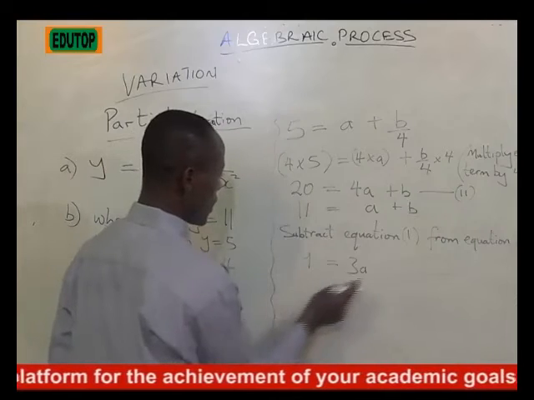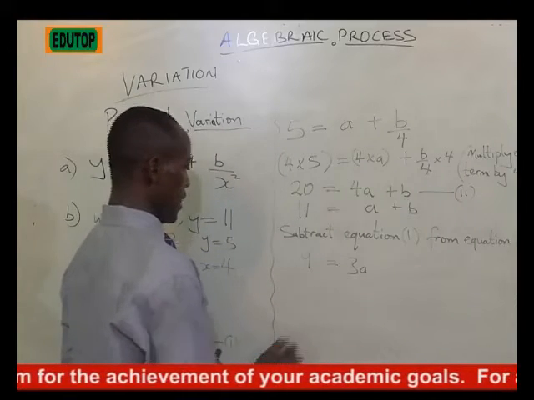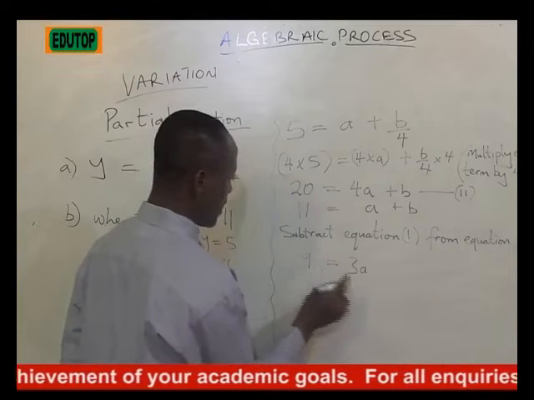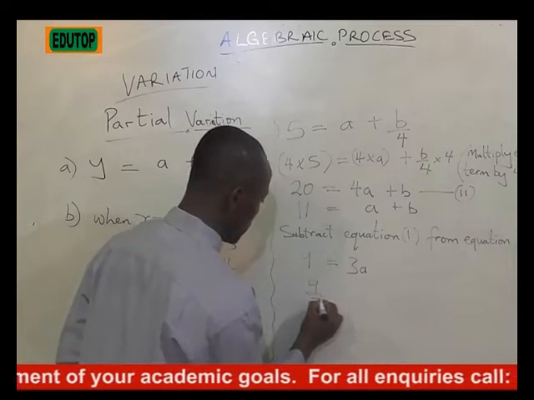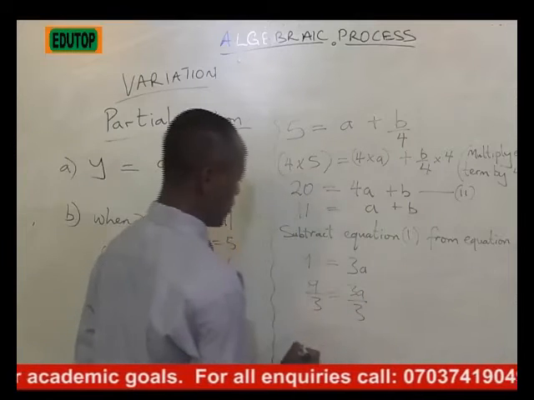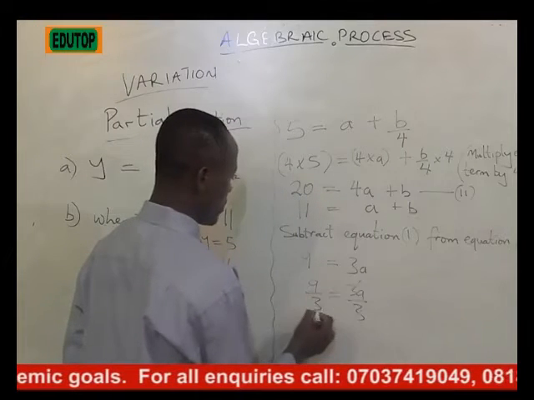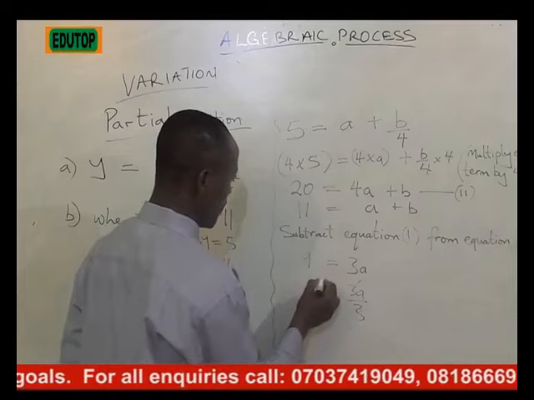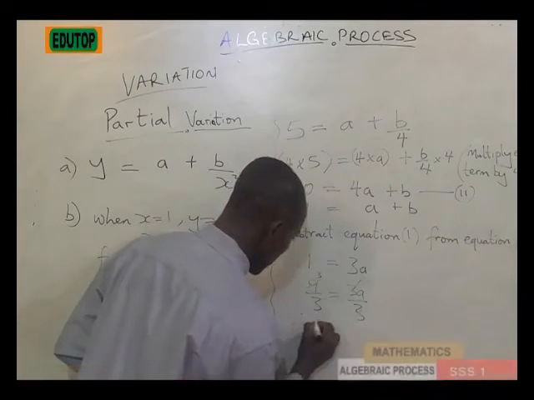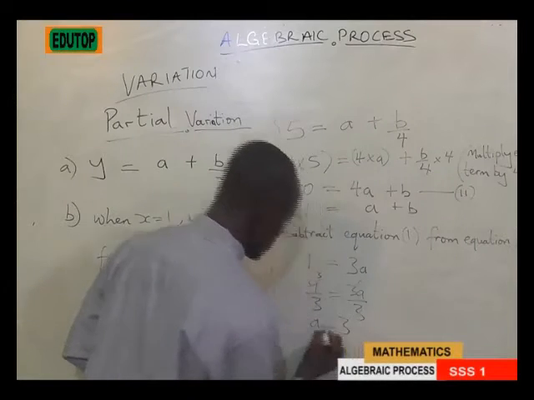So from here, we can now get the value of a. Our a will be equal to, if we divide both sides by 3, we'll have 9 all over 3 is equal to 3a all over 3. This 3 will cancel this, and 9 divided by 3 will give us 3. So we can conveniently say that our a is equal to 3.